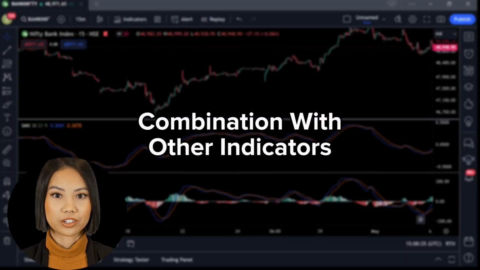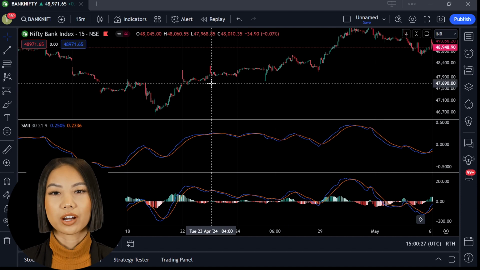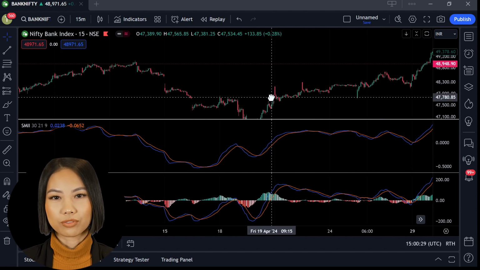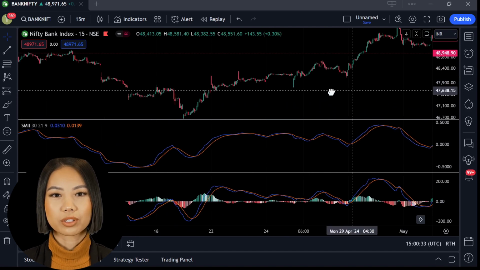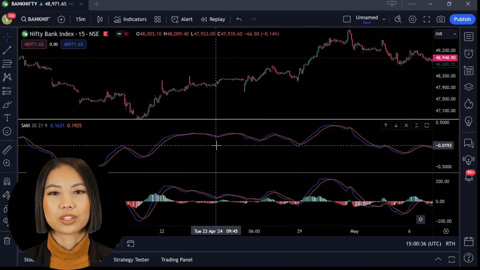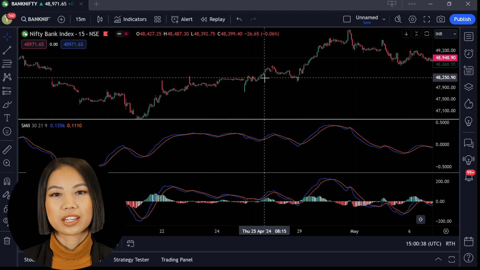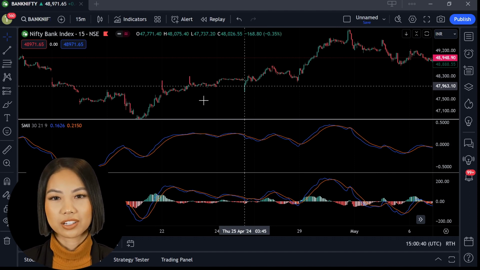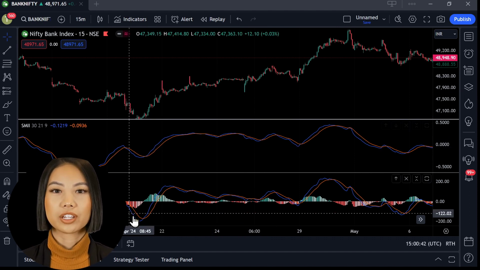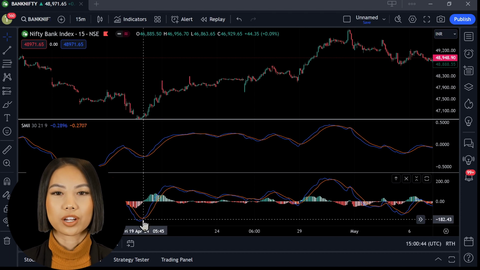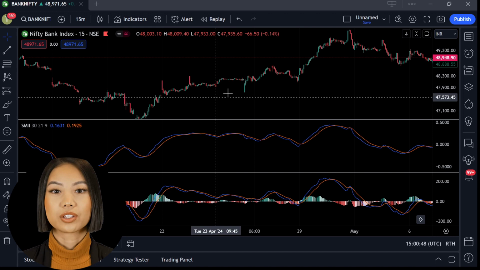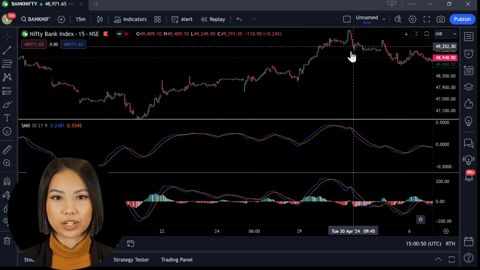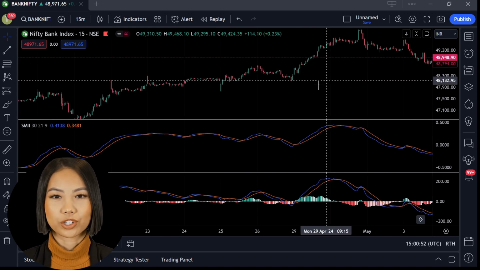Combining with other indicators. The SMI Ergodic Indicator becomes even more powerful when combined with other indicators. For example, pairing it with the Moving Average Convergence Divergence, MACD, can enhance its accuracy. If the SMI gives a buy signal and the MACD also shows a bullish crossover, that is when the MACD line crosses above the signal line from below, this confirms the strength of the upward move, giving you greater confidence in your trade.